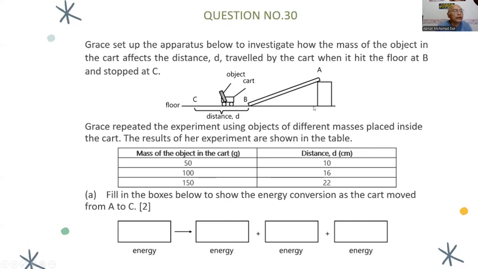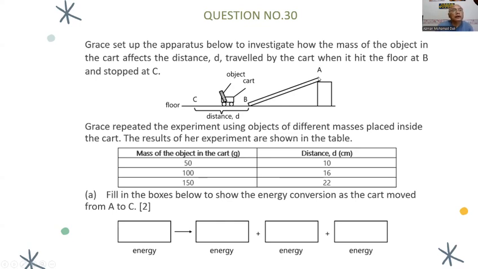And in terms of energy, this will be gravitational potential energy converted to three things at the same time. Of course, it's moving down. So kinetic energy, and then again sound energy, and again there's heat energy. So quite similar to question 29.